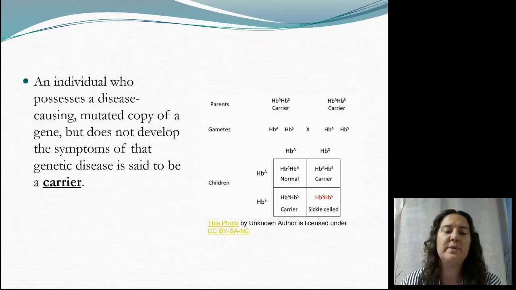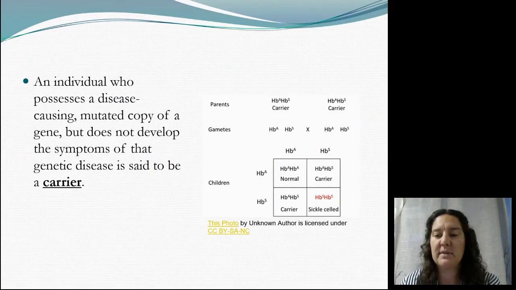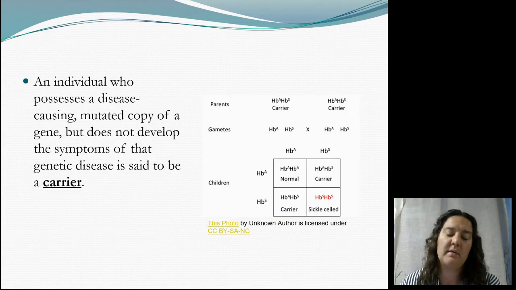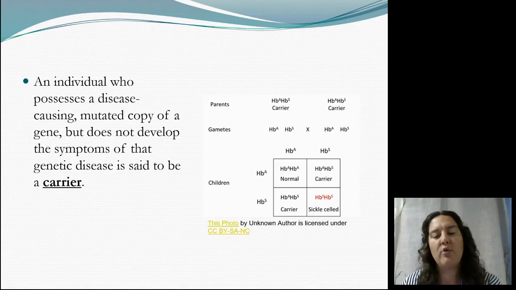So, an individual who possesses a disease causing mutated gene but does not develop symptoms is known as a carrier. We talked about this in the sex linked inheritance because women who have one normal vision chromosome and one colorblind chromosome are known as carriers. They have normal vision, but they have one abnormal allele. So, in this case, we're looking at sickle cell anemia.